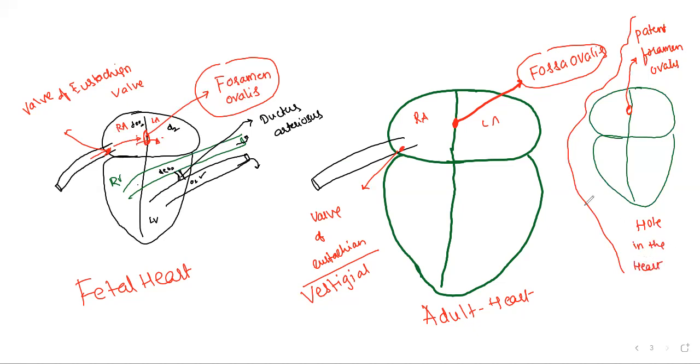What is a hole in the heart? Everyone has a hole in the heart actually during the development process. That should be closed over and we have the fossa ovalis. In any case, if it is not closed properly, and if it is still letting some blood pass from right to left, we call it patent foramen ovale. In general terms, we call it a hole in the heart. And what is the one more thing?